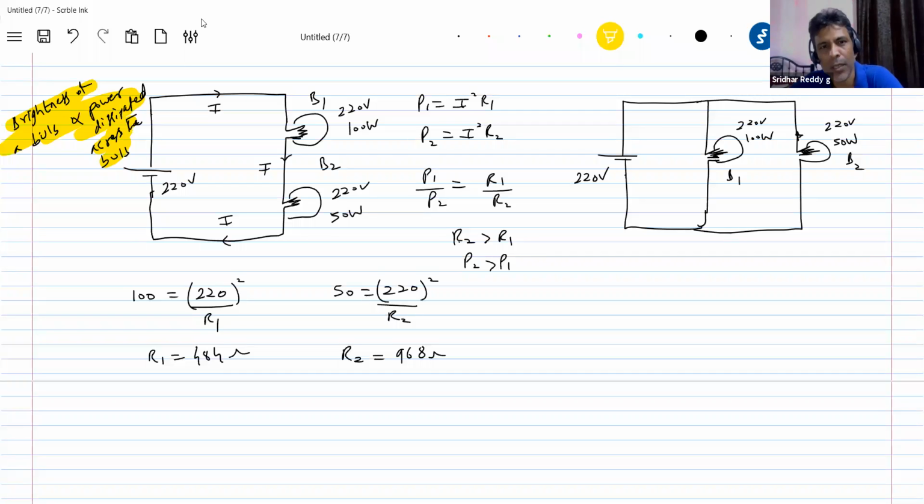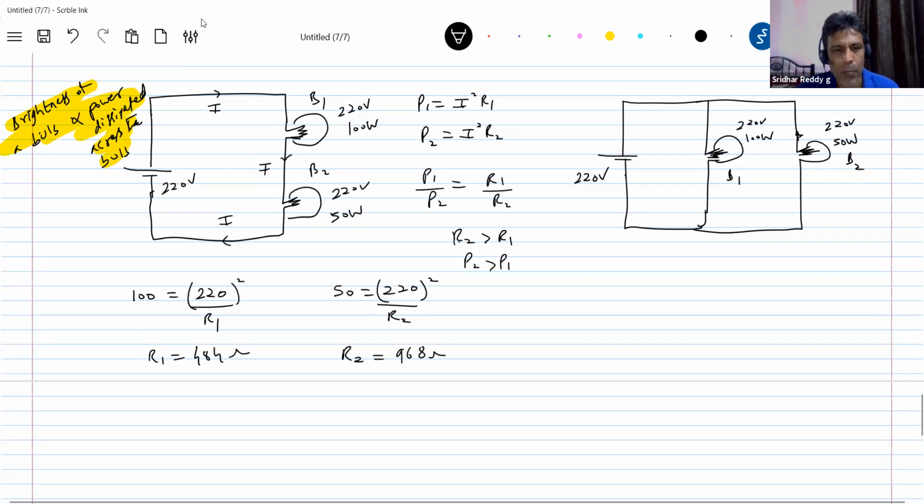Sir, are both bulbs safe? Anybody? Can you answer? Yes, definitely. The applied voltage will be shared by them. So you have the resistances here. Apply the potential divider formula and check the drop across both the bulbs. It will be less than the maximum voltage rating, so both the bulbs are safe. That also we have to check. The bulb should be safe and it should have more brightness. So when the bulbs are connected in series, the one with the lower power rating will have more brightness.